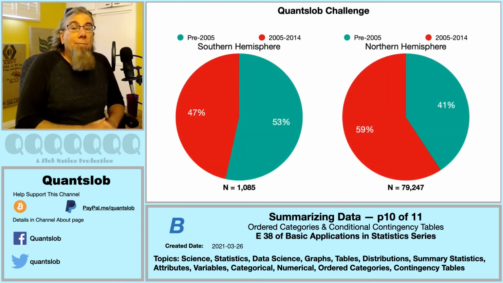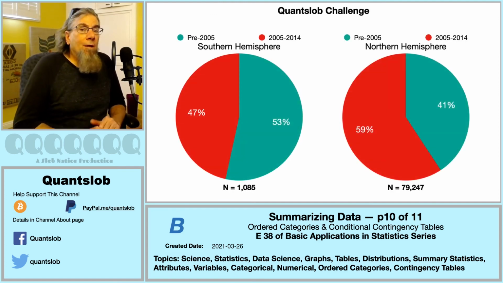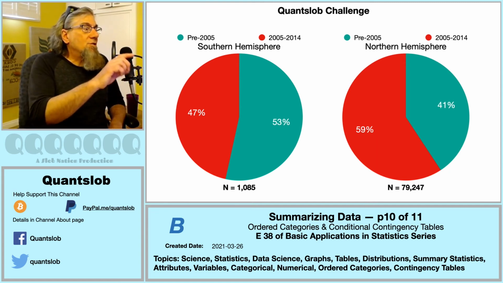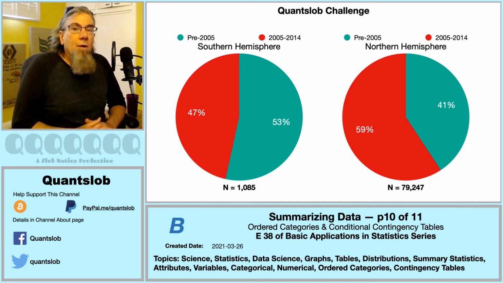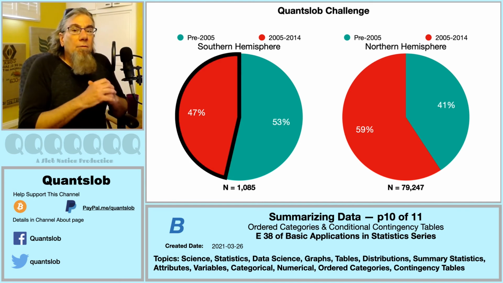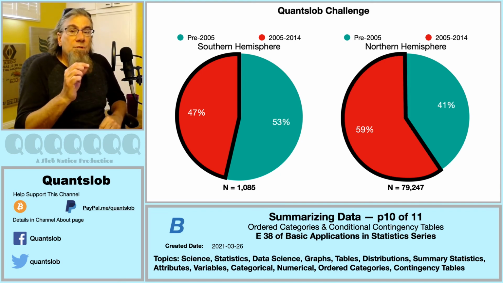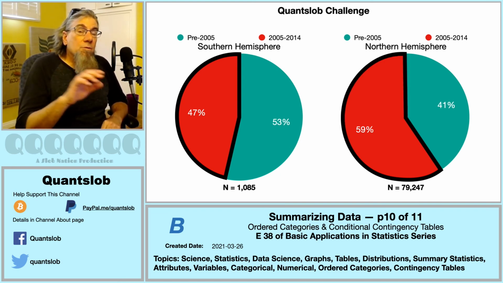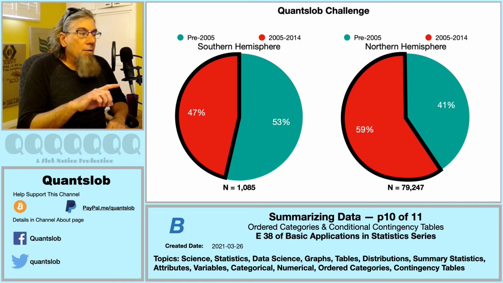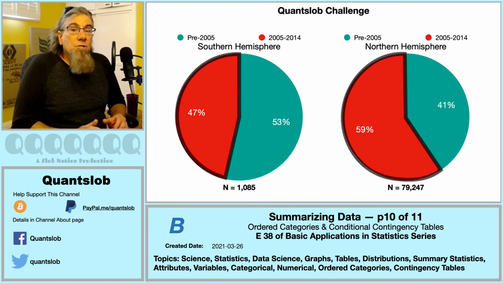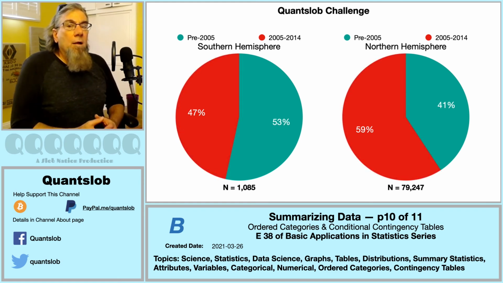How about a Quants Log challenge? Nothing like a Quants Log challenge to bring our spirits back up. So now, here we go. Instead of using percentage stacked bar charts, we could also use side-by-side pie charts. And here's an example. I think that this works okay. We can easily see the relative percent of recent sightings in the southern hemisphere is less than that in the northern hemisphere. Plus, in this example, we have the conditional percentages drawn right into the plot. So that's kind of nice.